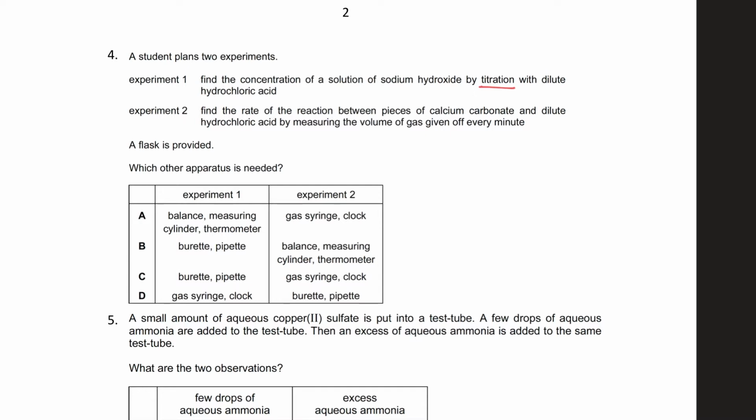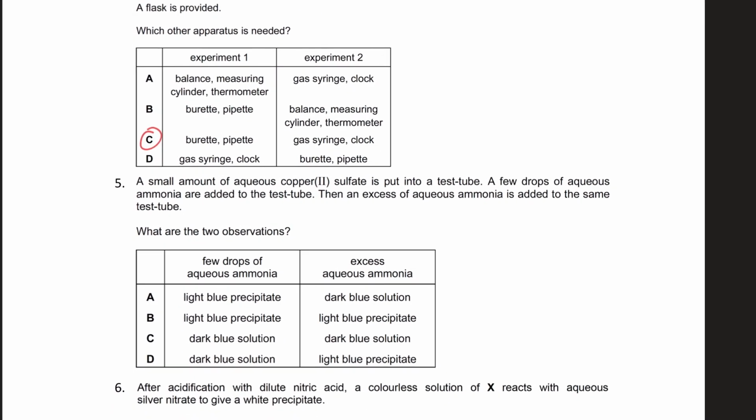Now experiment 2, we want to figure out the rate of reaction. Now rate is useless if you don't measure time. So we will need to know the time, and we are trying to figure out the volume of gas given off. So because of that, our answer is going to be C because it includes a gas syringe and a clock to measure time.